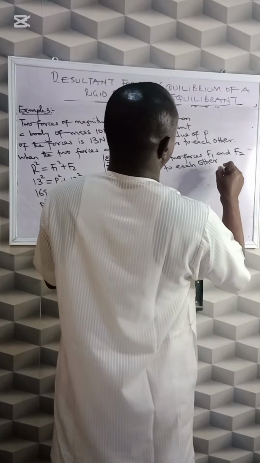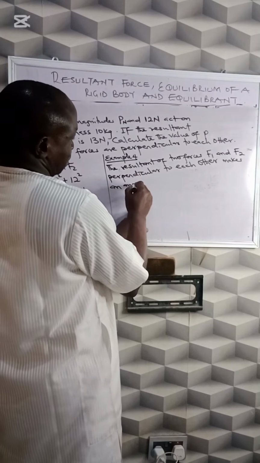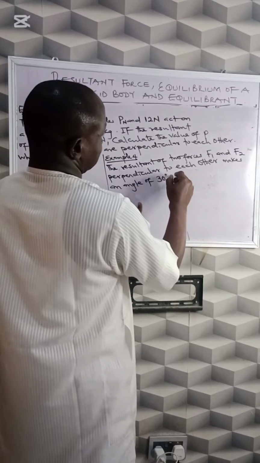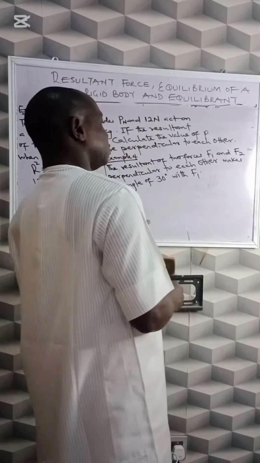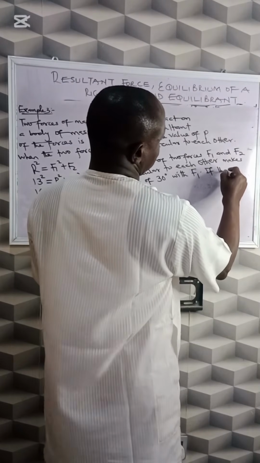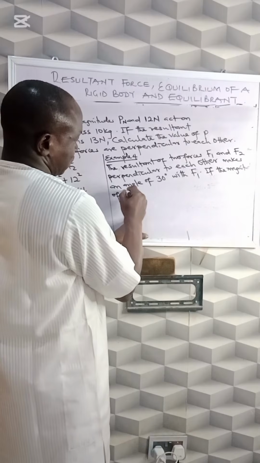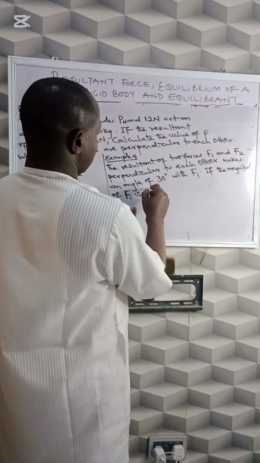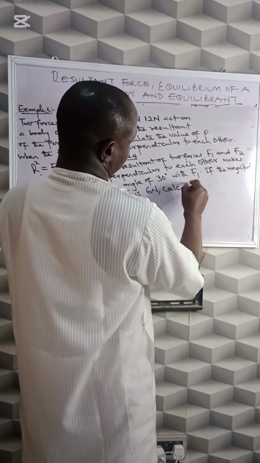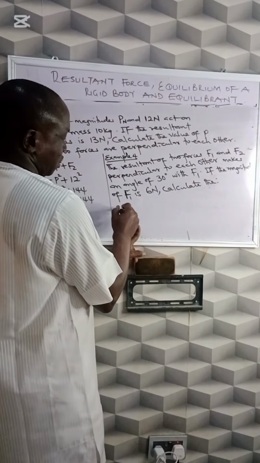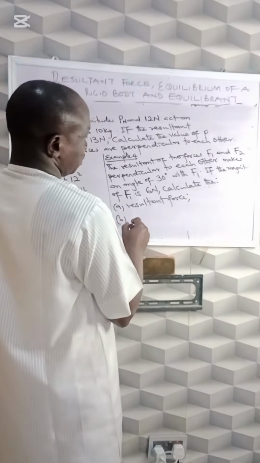makes an angle of 30 degrees with F1. If the magnitude of F1 is 6 Newton, calculate the resultant force and the value of F2. The second question. That's the fourth.